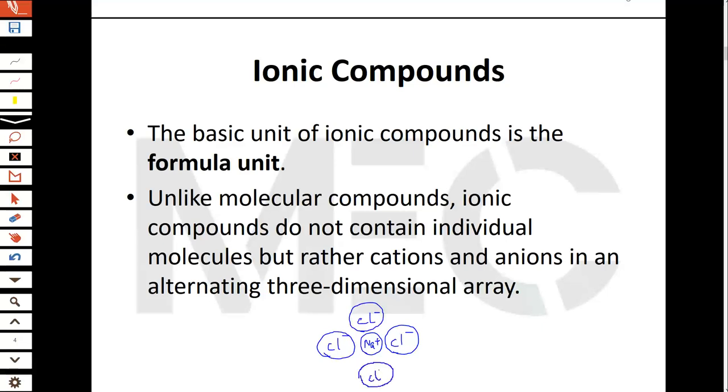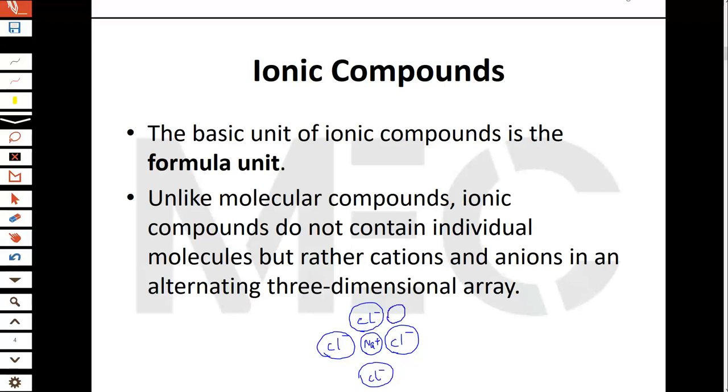So each sodium ion will be neighbored by 6 chloride ions: right, left, up, down, and one in front and one in the back. I mean, each sodium ion is neighbored by 6 chloride ions, and vice versa. Each chloride ion is neighbored by 6 sodium ions. This is the way ions will be placed one next to each other.